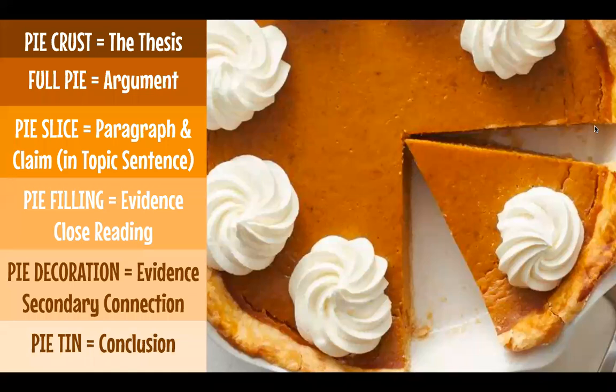So this is the image that I like to work off of when thinking about analytical writing, scholarly writing, what have you. I like to imagine that we're baking a pumpkin pie. You can imagine a different pie if you have a preference for a different flavor, but for whatever reason, in my mind, a pumpkin pie is just the clearest option.